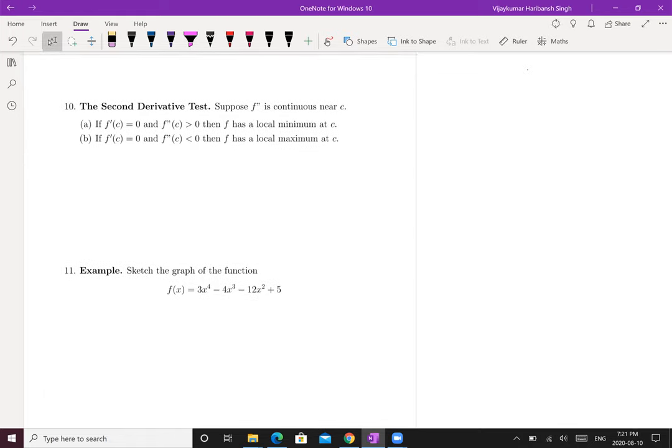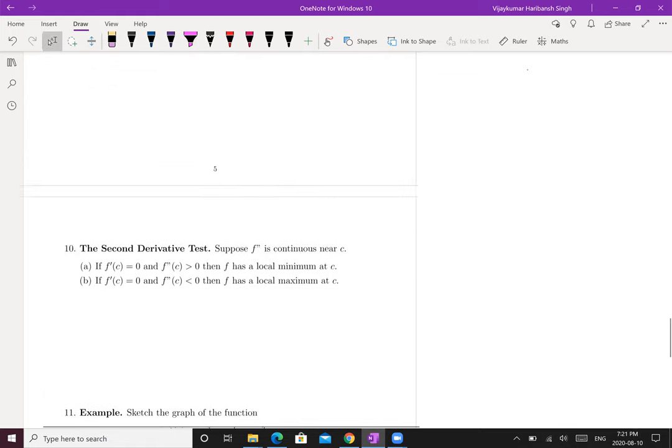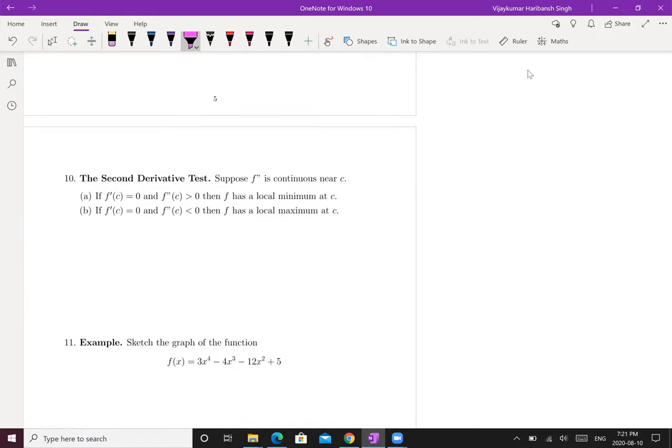There is one good side effect of this. Namely, we get a second derivative test to check local maximum and local minimum. If you look at f of x equals, say, x to the power 4, or let's take x squared, the graph looks like this.